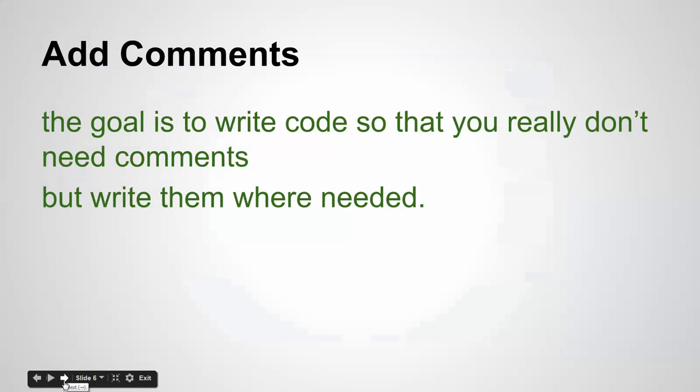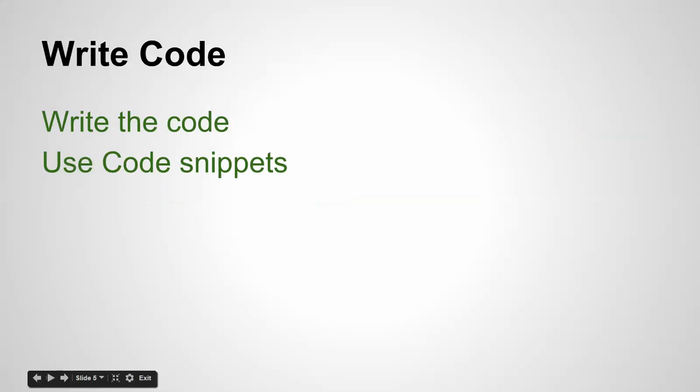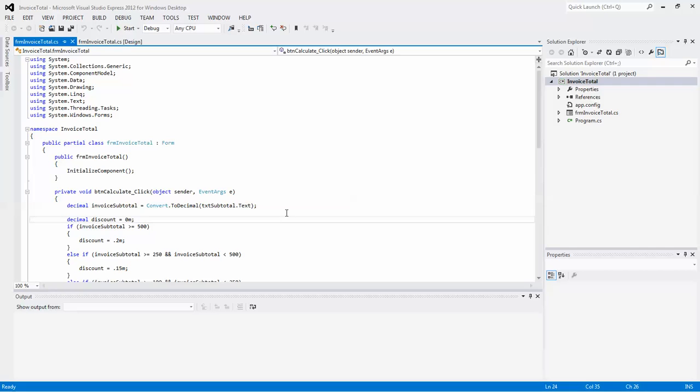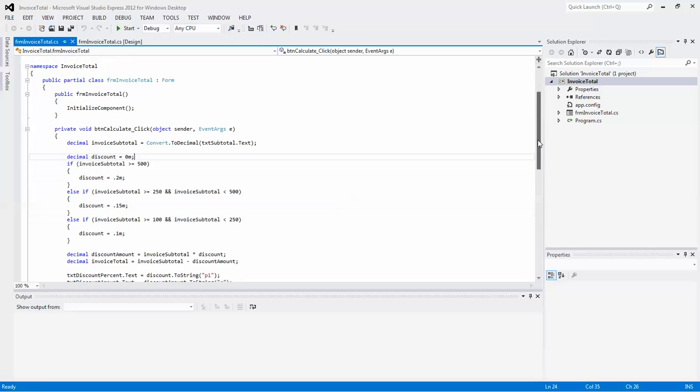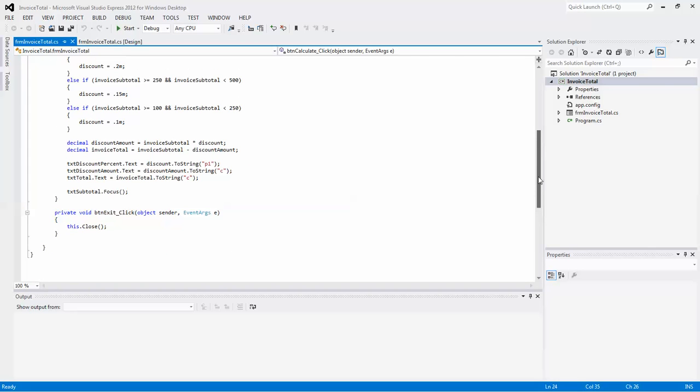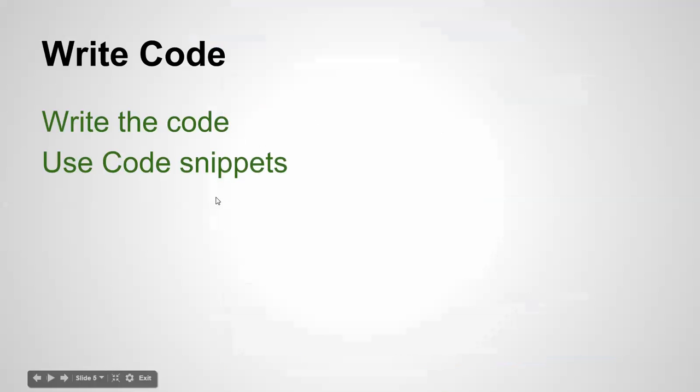Okay, the goal is to write code. Okay, so we're not there yet. Let's take a look at the code you're supposed to write real quick. Okay, so here's the code you're supposed to write. Hit pause and copy this down, and then copy this down. Now here's a different event. This is the button exit click event, so you're going to have to find the click event for button exit. Okay, and this one's pretty short. All you have to do is write this dot close. Okay, so write all that code down, and let's go to the next thing.